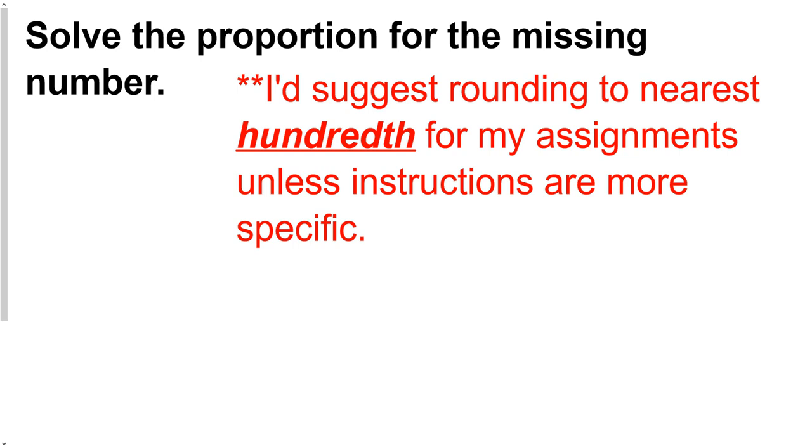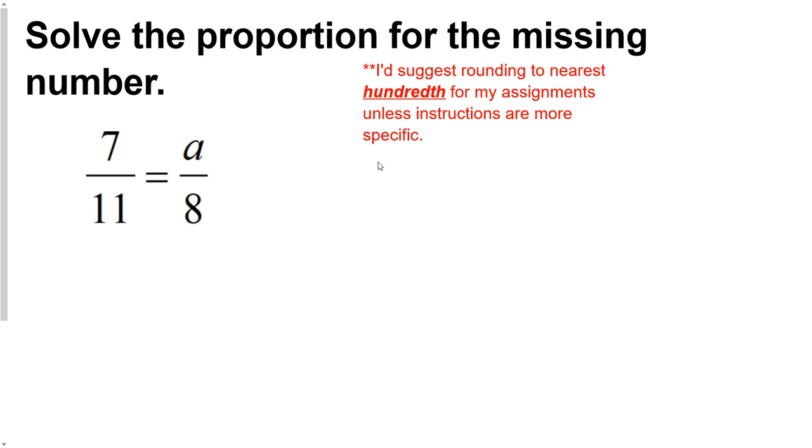Sometimes you're going to get a long decimal, and this is the example for what you do when you get a long decimal. I recommend that you round it to the hundredth, but just pay attention to the instructions. Sometimes they'll tell you to round it to the tenth, or round it to the nearest whole number, that sort of thing. So again, 7 times 8 is 56. 11 times a is 11a. Drag the 56 down, drag the 11a down, and have them equal to each other. This 11 is going to fall right underneath that 56.